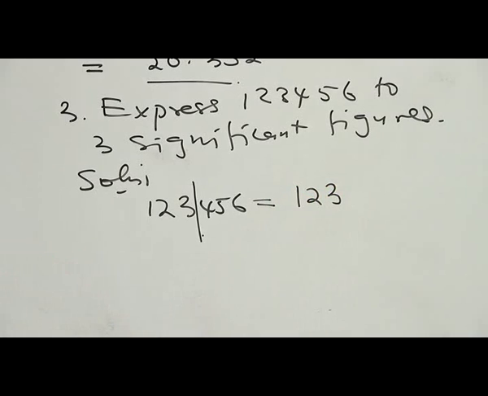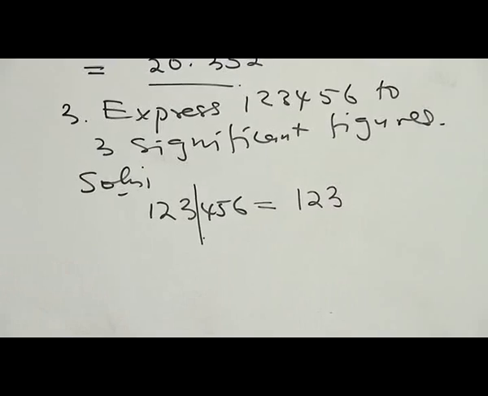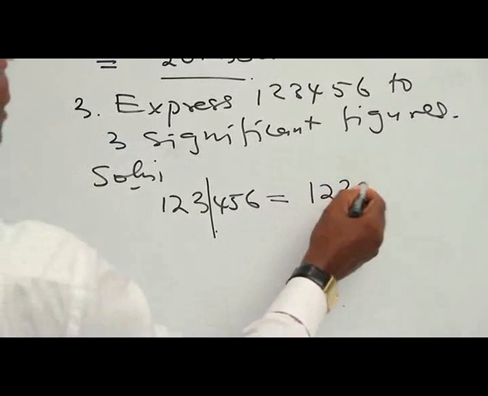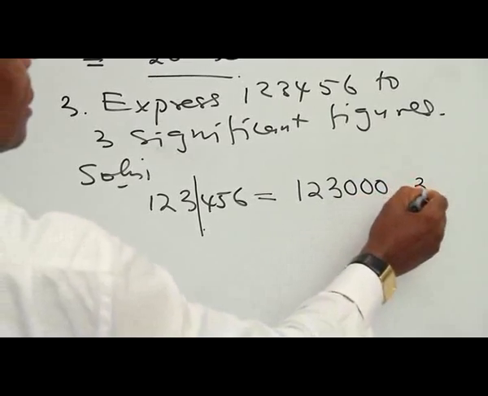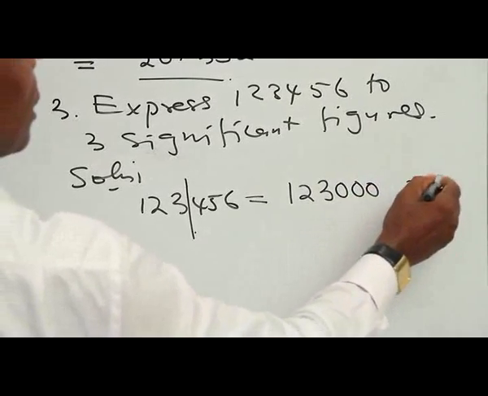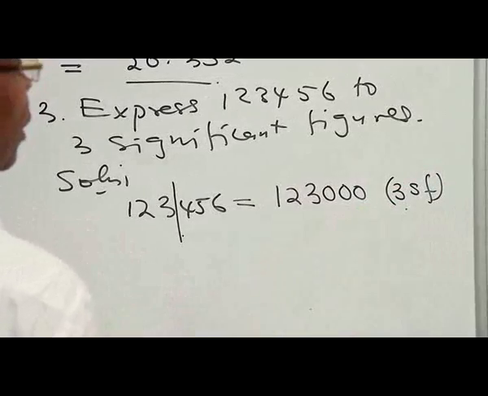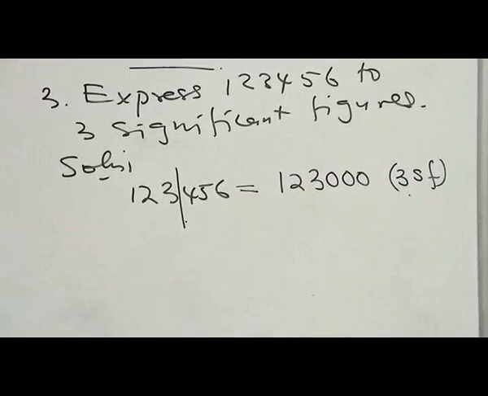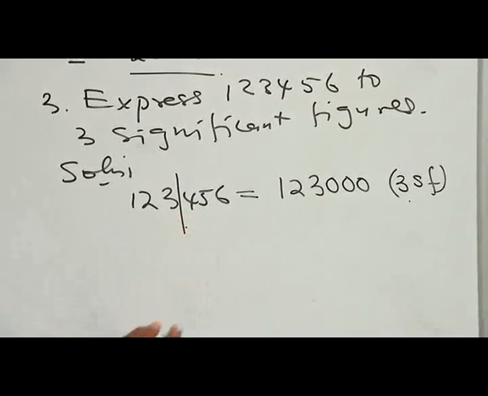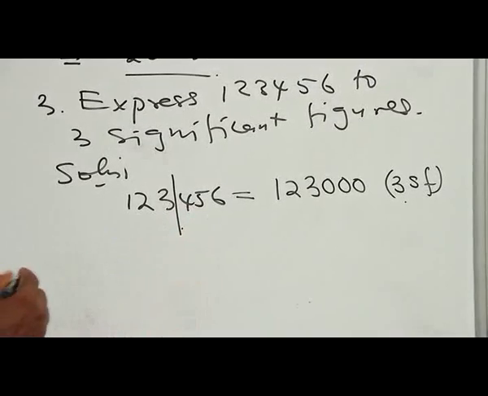Many of us will leave the answer like this, and it is wrong. So remember, these are the zeros here. There's no decimal point here. So the correct answer is 1, 2, 3, and 3 zeros. So that becomes 123,000 as the solution. Not 123. Take note of that. Okay?